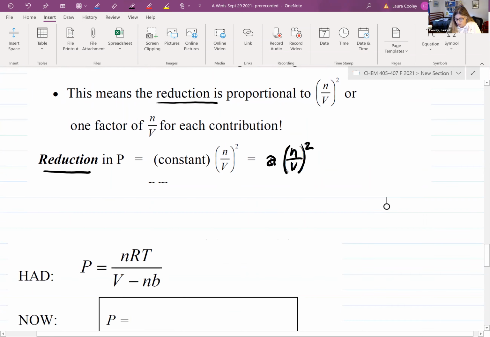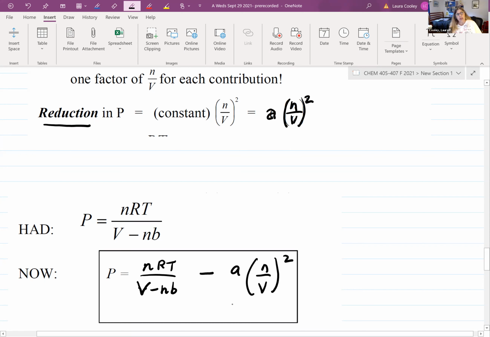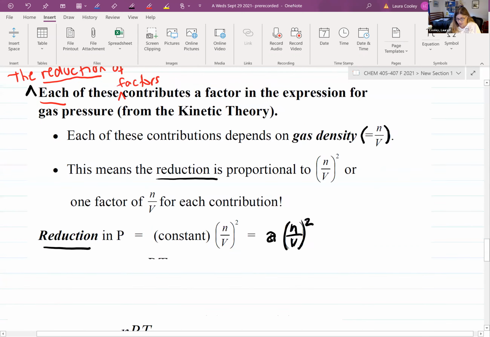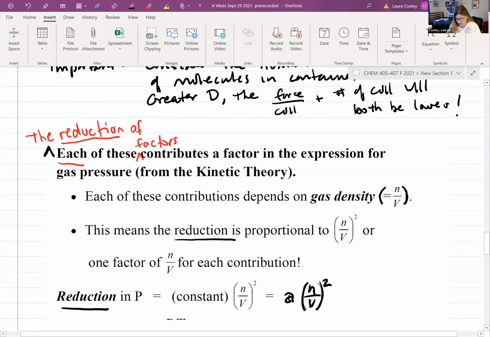So when we go to reduce the pressure, we had the first correction here. Now what we're going to do is subtract this a n over V squared, because we believe that the reduction in pressure should be proportional to the number density for each one of these factors. And that's why we pick up two of those factors. So the van der Waals equation is this. Okay, this is the basic van der Waals equation.